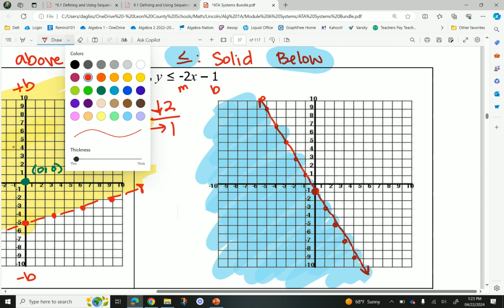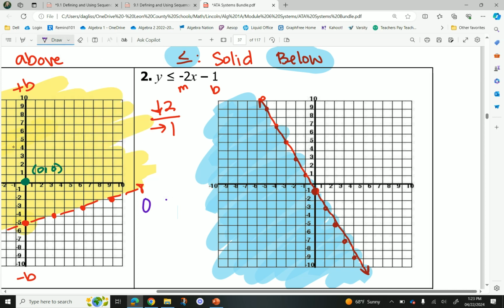If I tested my origin, I would have 0 is less than or equal to negative 2 times 0 minus 1. 0 less than or equal to 0 minus 1. Is 0 less than or equal to negative 1? No, it's actually greater. So that proves that the origin is not in my shade, which I didn't have it. Right? This was not a solution, so it was not on the shaded side. Okay? Again, testing a point is extra if you want to do it. You could just test the point, you could just use your sign, or you could do both of them together just to double check.